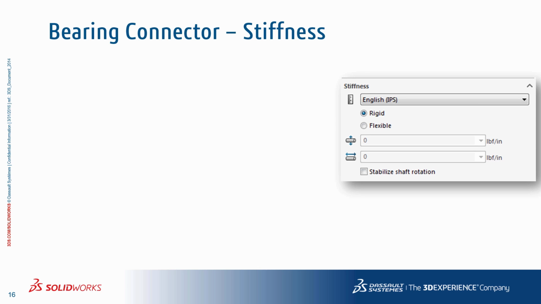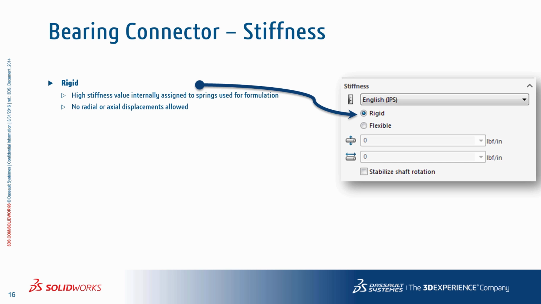Now, the bearing stiffness option allows for some local compliance to be taken into account on the shaft. So, for example, the rigid option applies a very high stiffness value to the springs that are distributed radially between the selected cylindrical faces of the shaft and housing. The shaft face cannot translate laterally or axially using this particular option. On the other hand, the flexible option allows the selected shaft face to deform and axially displace.